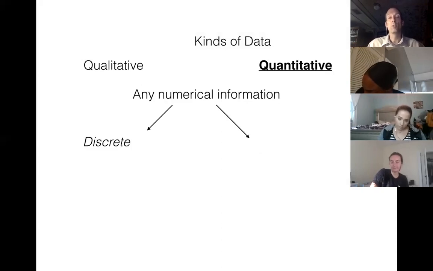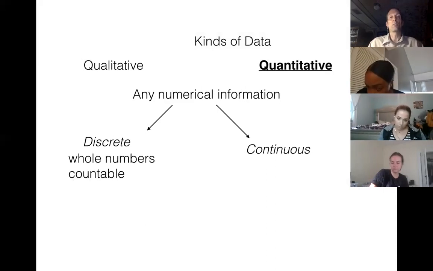The first kind is called discrete. This is the easy stuff. Then continuous is a little bit more complex. So we'll start with discrete. Discrete is basically anything that you can count up, anything that's a whole number. That brings in the discrete category.